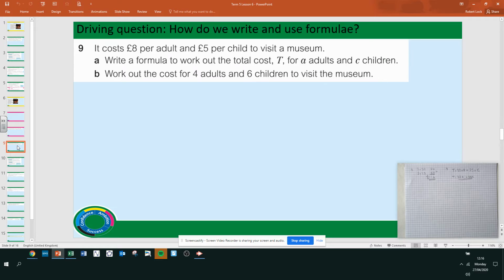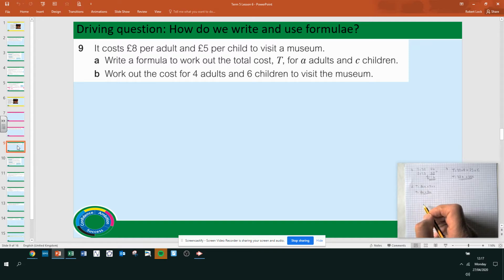Question number 9. Pause the video, work it out, press play when you're ready. It costs £8 per adult and £5 per child to visit a museum. A. Work out a formula for a total cost T of A adults and C children, similar to what we did earlier. So T equals 8 times A plus 5 times C. So T equals 8A plus 5C.